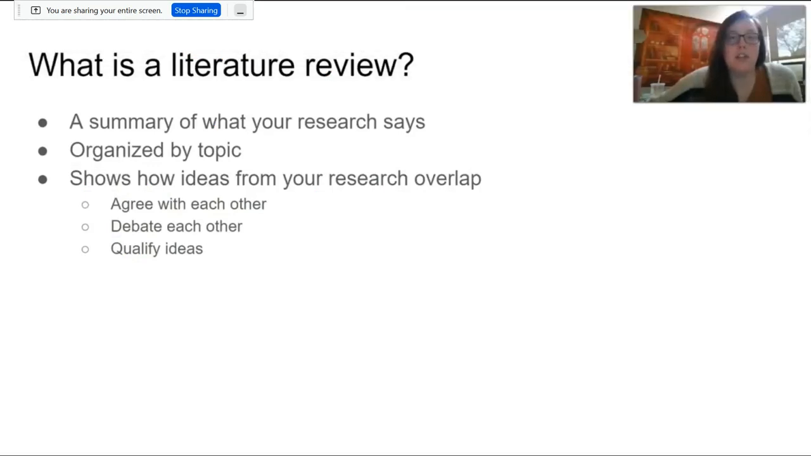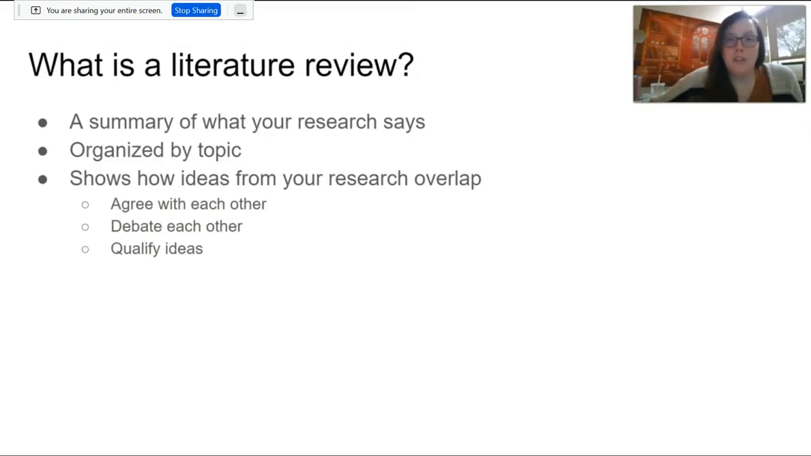is not structured source by source. A structure of source by source would be, first you write a paragraph summarizing one of your sources. Then you have another paragraph summarizing another source. That is not what I want you to do. The literature review should synthesize those ideas and show how they are overlapping.